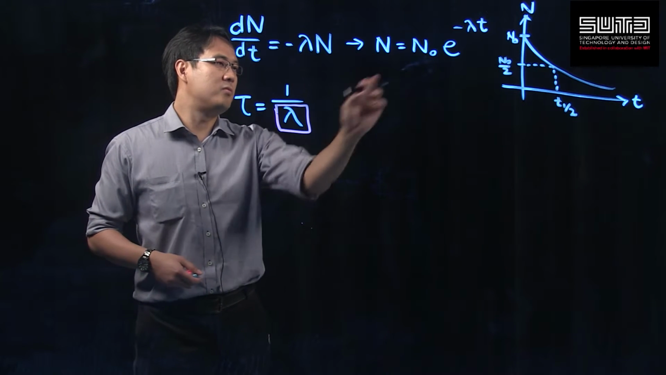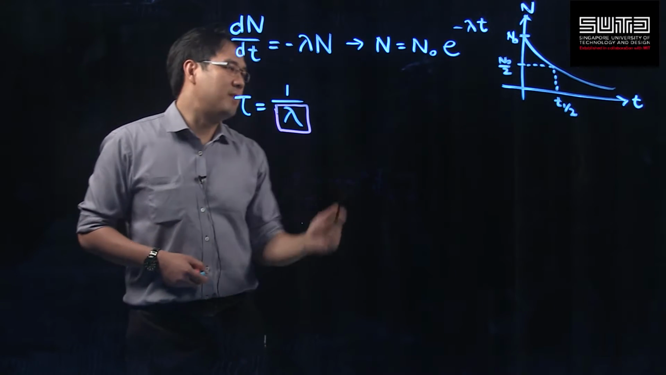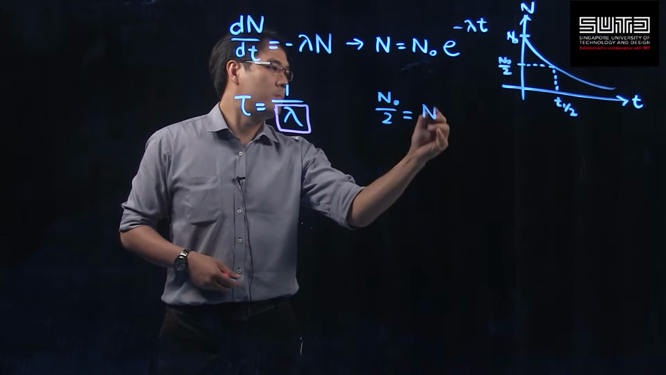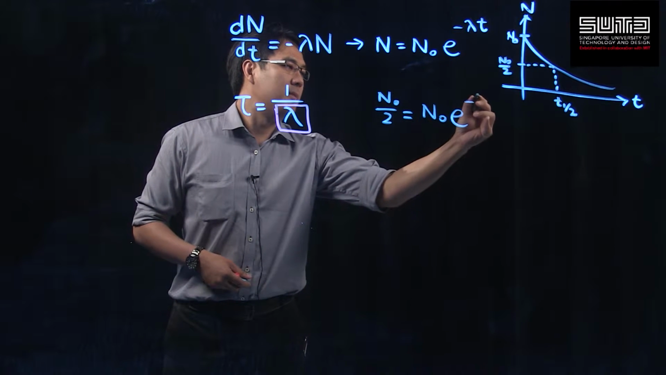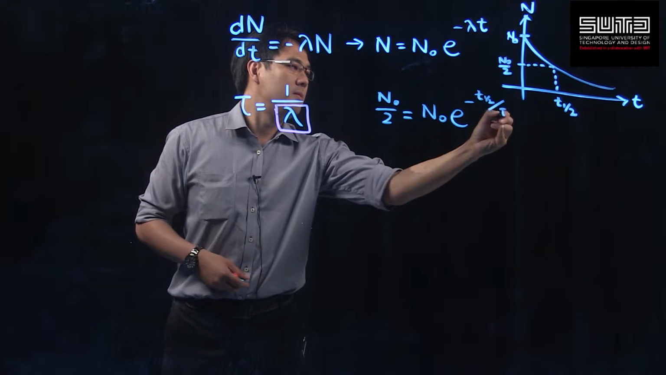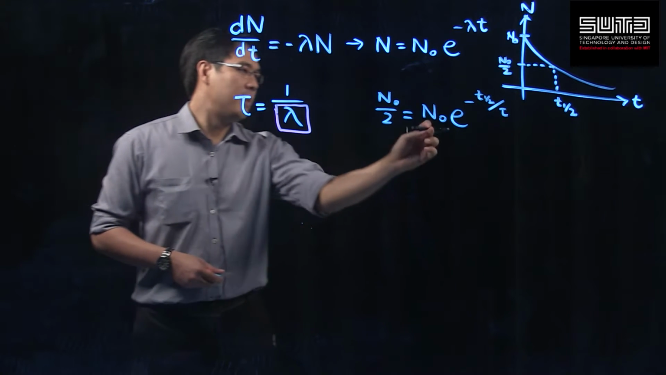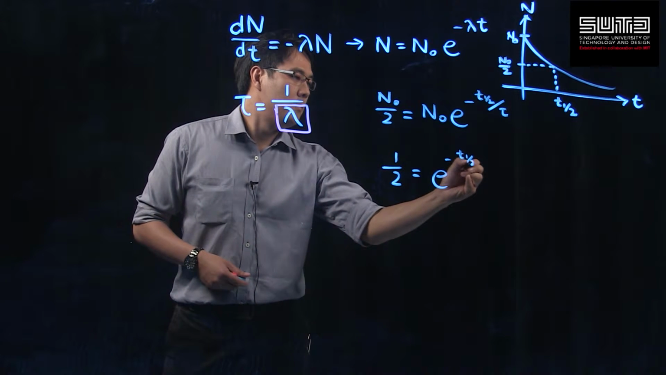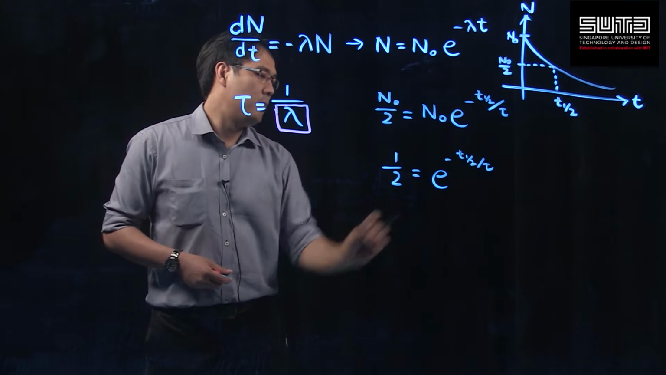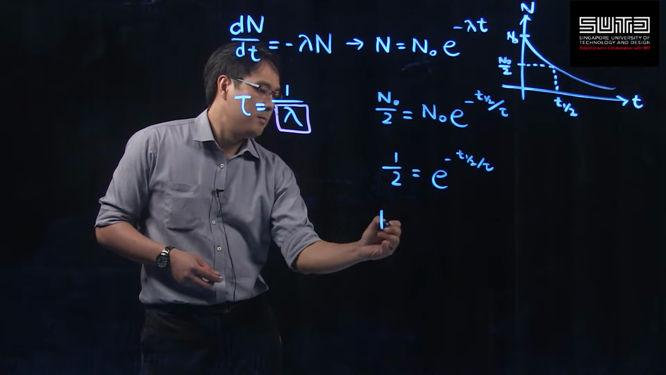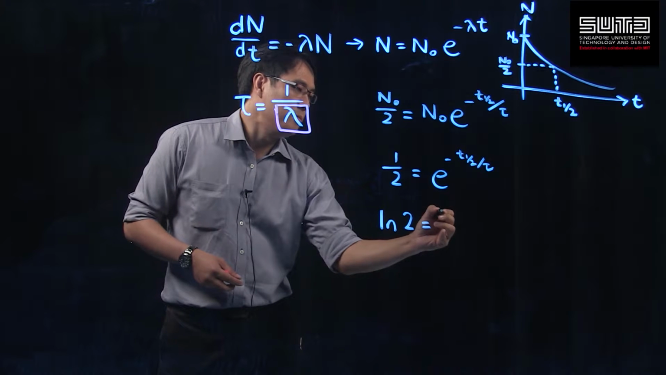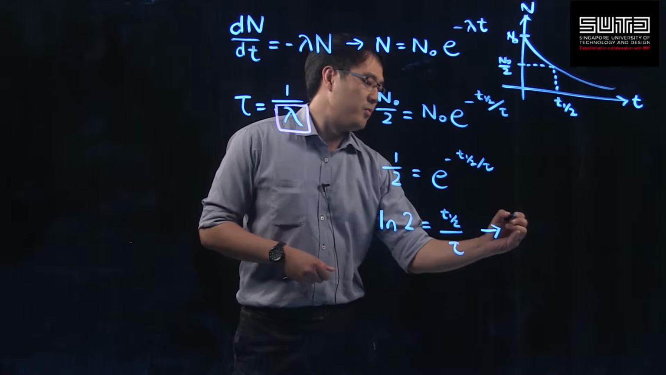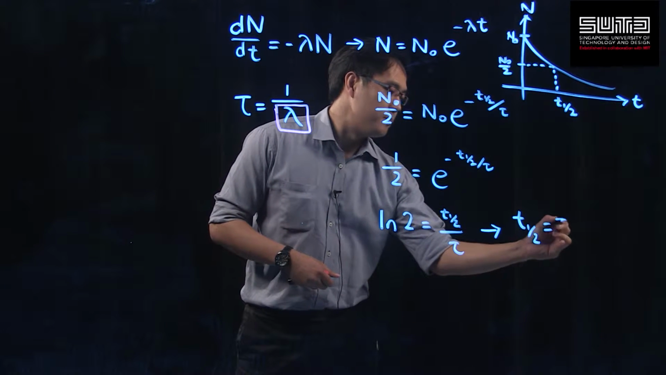So combining these two expressions, using the definition of half-life, we have N₀/2 = N₀e^(-t_half/τ). The N₀s on both sides cancel. And we take the ln on both sides, we get ln 2 = t_half/τ, which gives us an expression for the half-life in terms of tau.